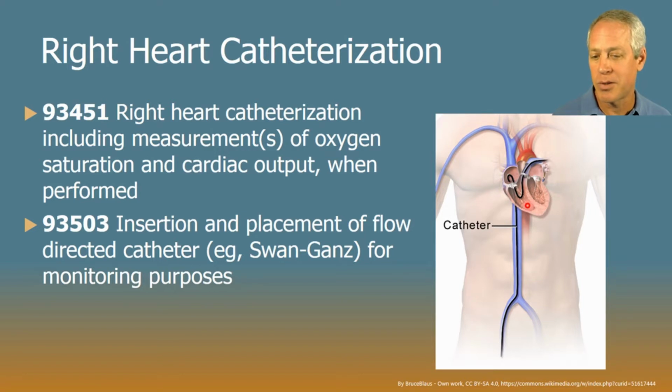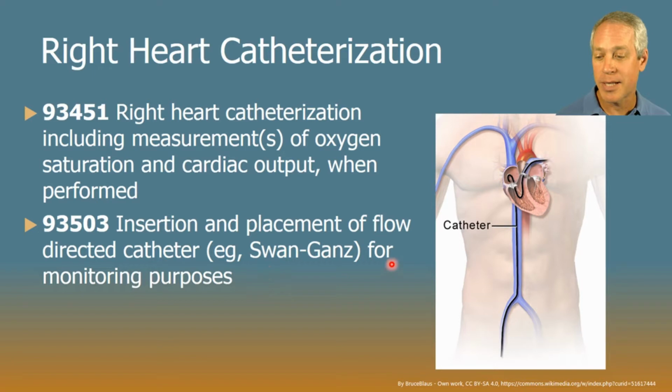It's not as much a measure of the heart function as is the health and the flow through the pulmonary arteries. Now, they do measure the cardiac output, but in this context, again, that is governed by the occlusion or not of the pulmonary arteries. Now, when this type of procedure is done for monitoring, like in an ICU, of cardiac output and oxygen saturation, we're looking at 93503. Placement of flow directed catheter, as I mentioned, they're both flow directed, for monitoring purposes right here.